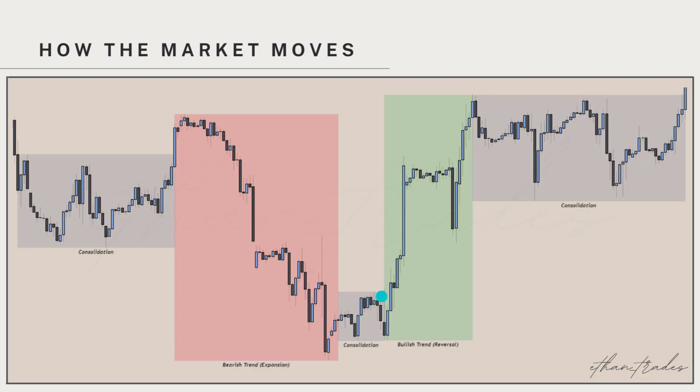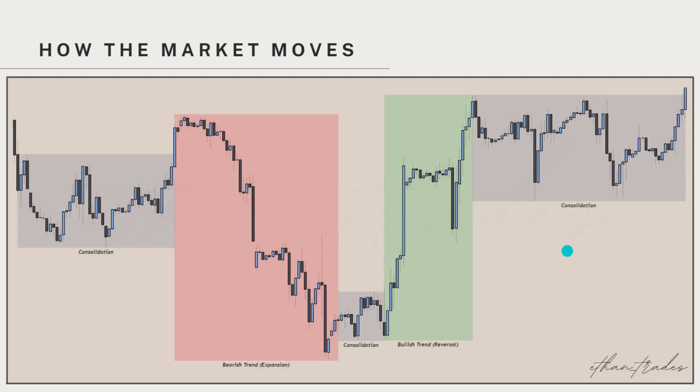And then we'll have a bullish trend as our reversal here because we were originally moving lower as our expansion. And then we have a consolidation. And then as we move higher here, that would be the reversal because we were originally moving lower, right? And then after that, we have another consolidation.